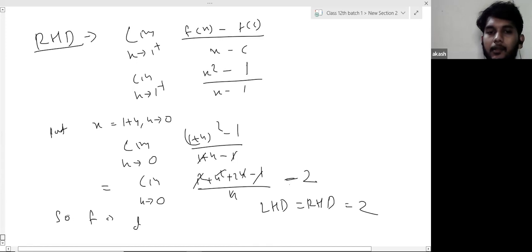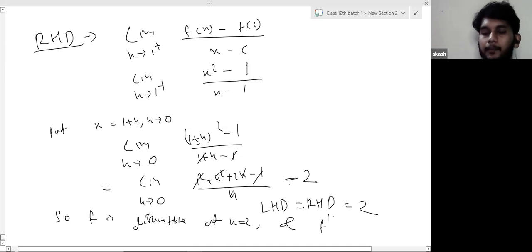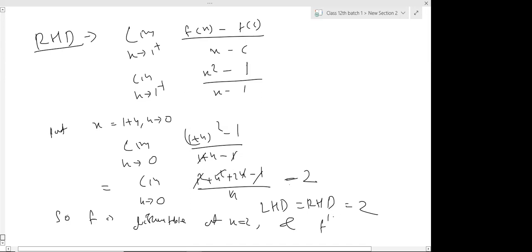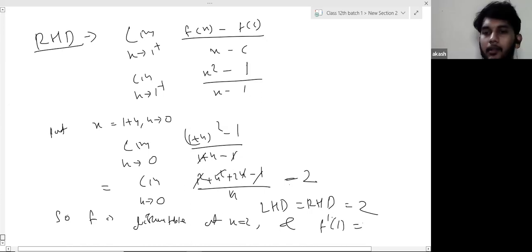So f is differentiable at x equals 2, and f dash, what value are they asking? 1. All right, so f dash 1 will be 2, because we just figured out differentiability at 1. So any value of LSD and RSD will be the derivative.